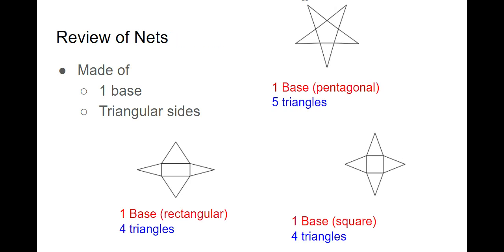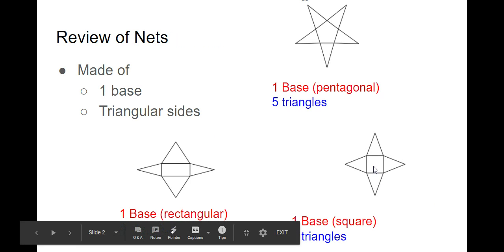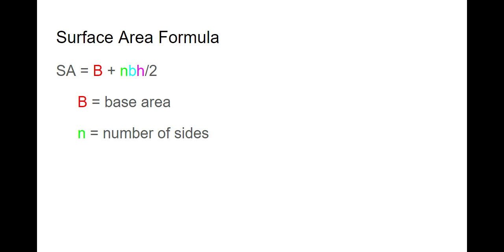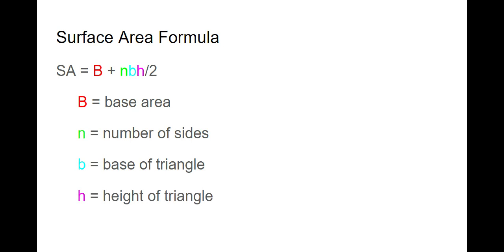Okay, so back to this picture, we would have to have our base, but then we'd have to take into account the four triangles. So we would have 4 times base times height divided by 2, because we count for each of those triangles. Okay, so that's where the NBH divided by 2 comes from. Okay. So a reminder again, the B stands for base area, the N stands for the number of sides, B is the base of the triangle, H is the height of the triangle.